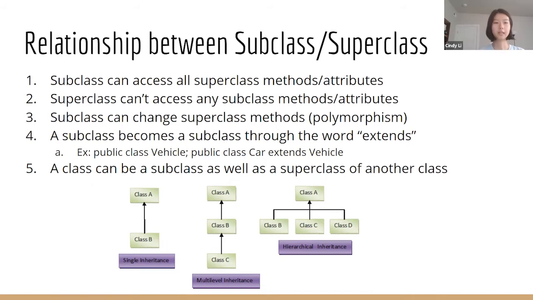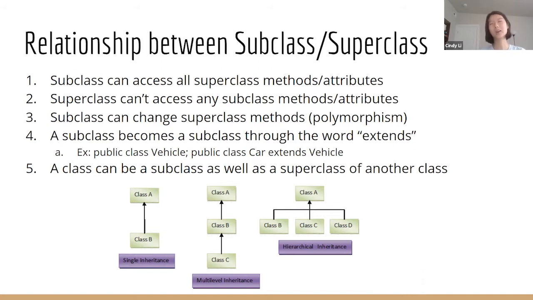Number 5, a class can be a subclass as well as a superclass of another class. That's a lot of classes in that sentence. If you guys look at the graphic, you can see there are 3 types of inheritance here: single inheritance, multi-level inheritance, hierarchical inheritance. You do not have to know the names of these. You just have to know that these are the things that you can do with inheritance.